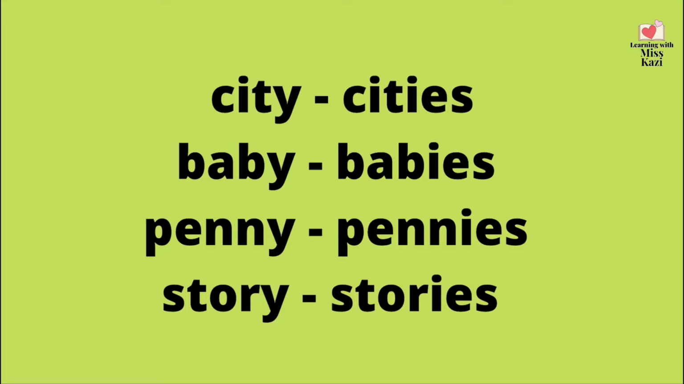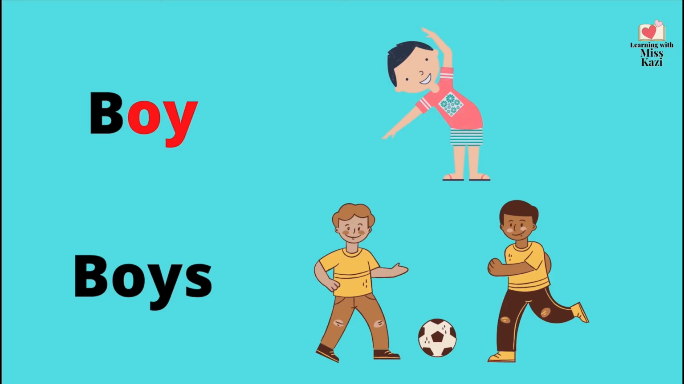The same rule is followed for these words. City, cities. We changed the y to an i and added es to it. Baby, babies. Penny, pennies. Story, stories. Boy ends in y and the letter before it is O, which is a vowel. So we only add an s at the end of it to change it to plural.